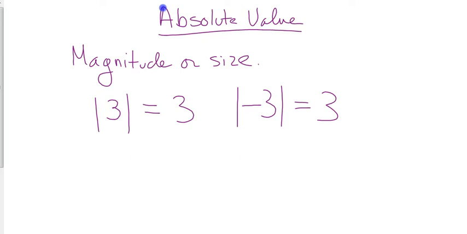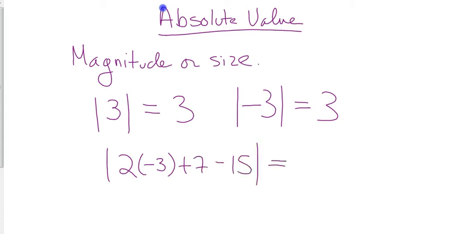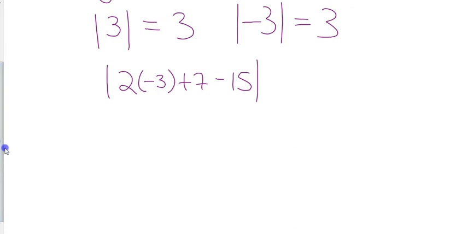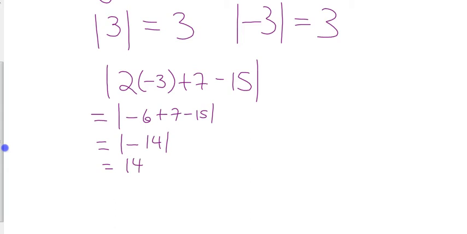So if you were doing this calculation, then what does that work out to? Well, you may want to work this out, so we'd say it's equal to negative 6 plus 7 minus 15, which is equal to what? Negative 14, which is 14. Okay? So you work out what's in between the absolute value bars, just as you would a set of brackets. And at the end, you then ask yourself, is this positive or negative? Either way, you just make it positive, right?